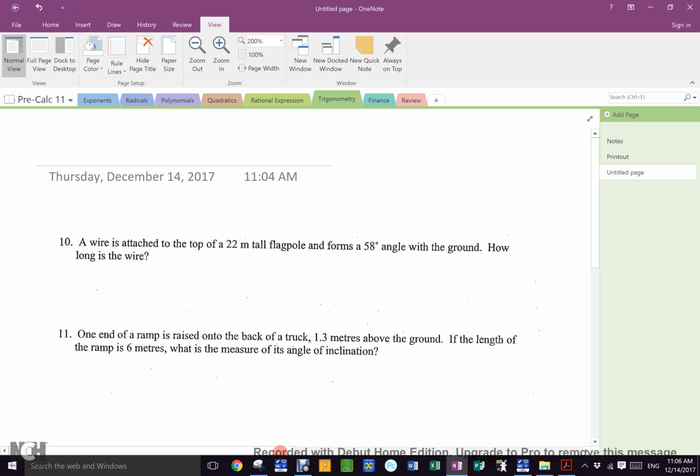In order to do a trig question, what do you need? A triangle. Does it matter what the triangle really looks like? No. I just drew a triangle. What do I know in that triangle? A wire is attached to the top of a 22-meter tall flagpole. I got 3 lines there. Which one of them has to be the flagpole? The vertical one.